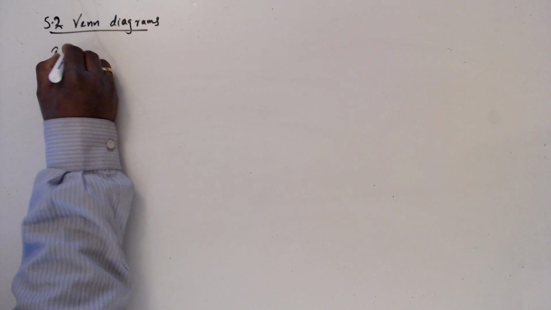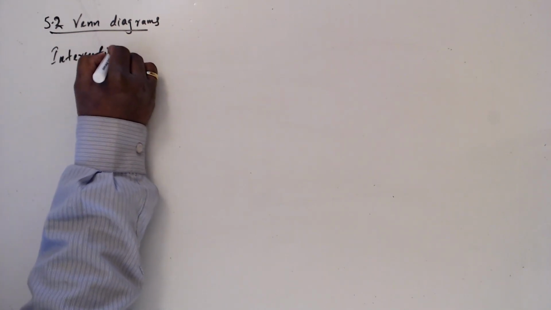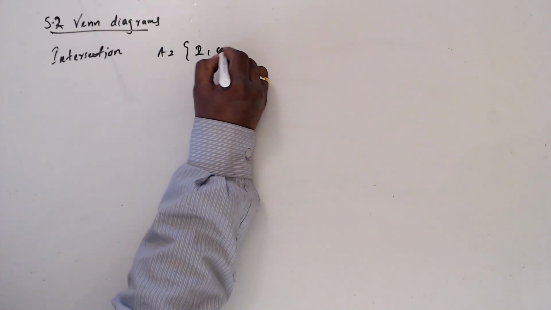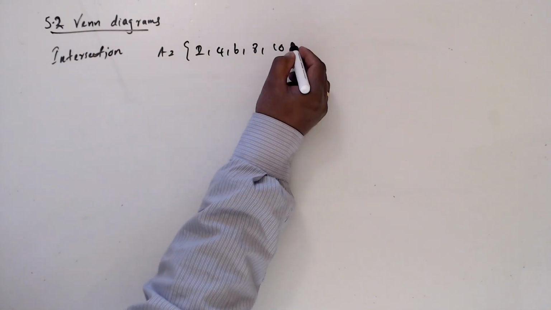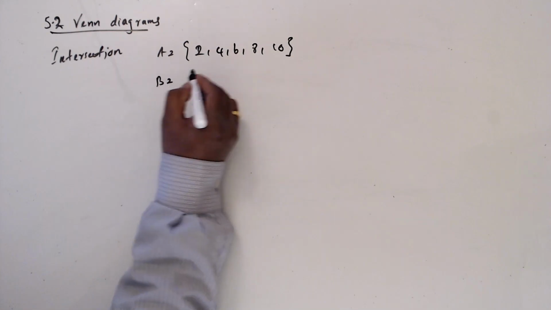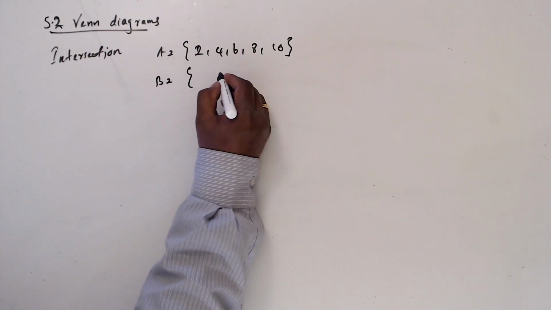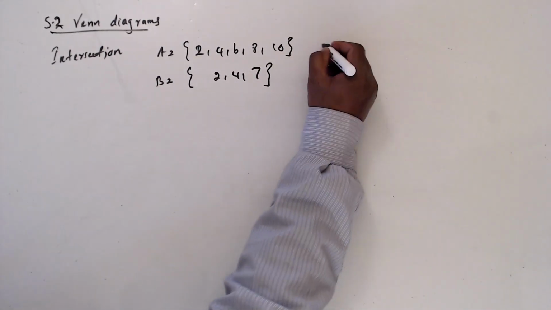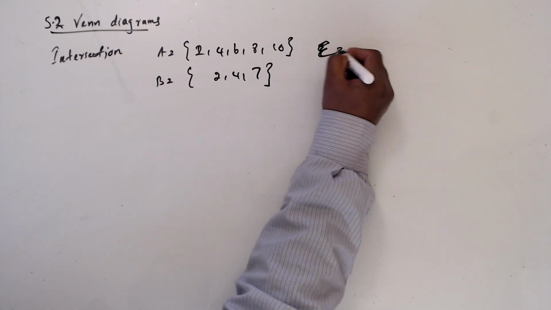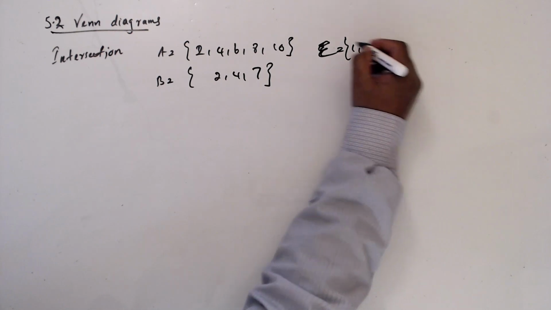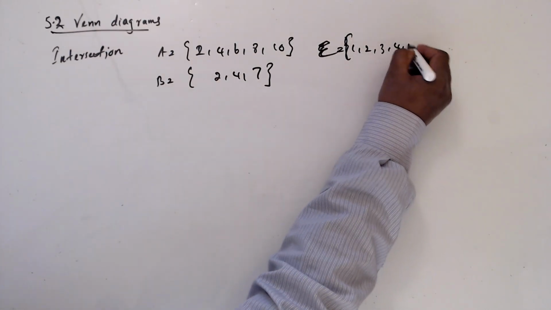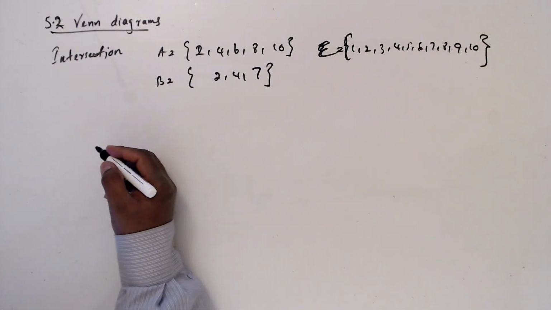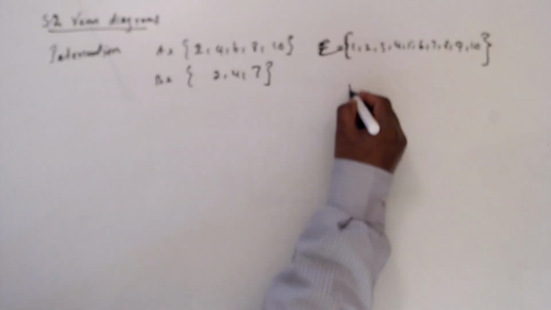So the other one is intersection. Assume set A has 2, 4, 6, 8, 10, and set B has 2, 4, 7, and the universal set is 1, 2, 3, 4, 5, 6, 7, 8, 9, 10. So we can show this now.